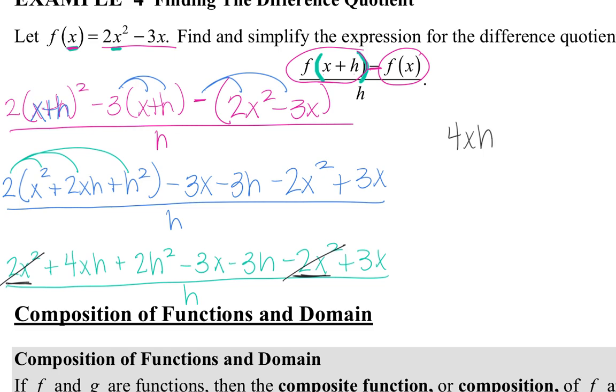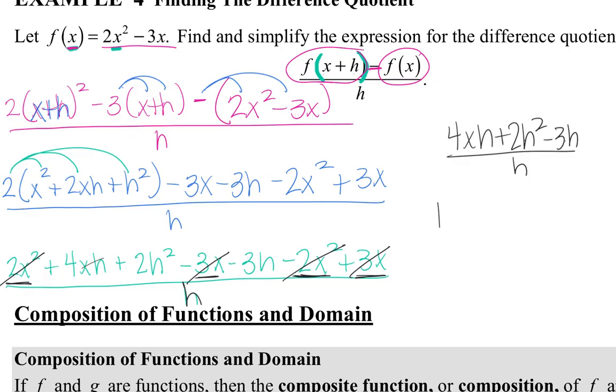I have a 2h squared. There's no more h squared, so plus 2h squared. So I've used that. Now I've got negative 3x plus 3x. Those are gone. They cancel each other out. And then I have negative 3h, and all over h. So now what I have here is an h in everything.